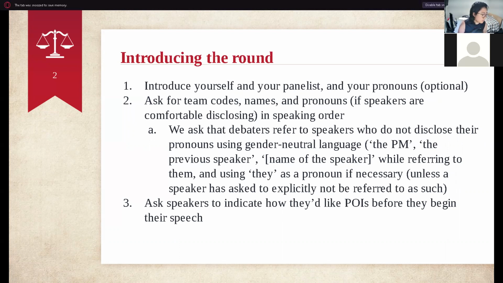This is optional. So if you don't want to disclose your pronouns, that's completely fine. But please do indicate if you have any preferred ones. And also this gives the opportunity for other people to do so as well.